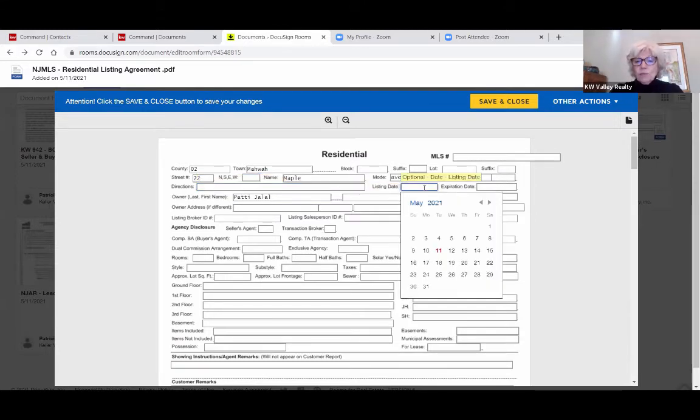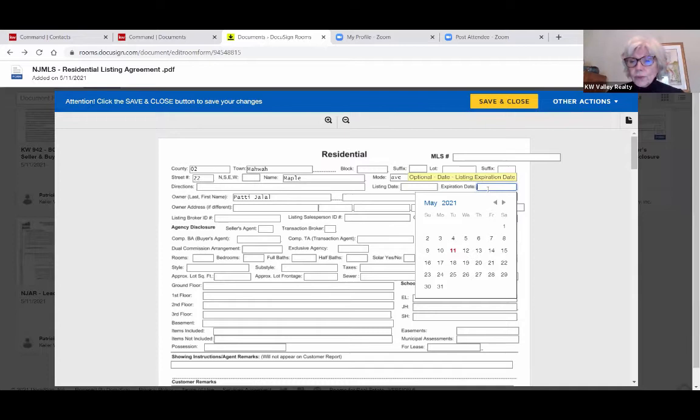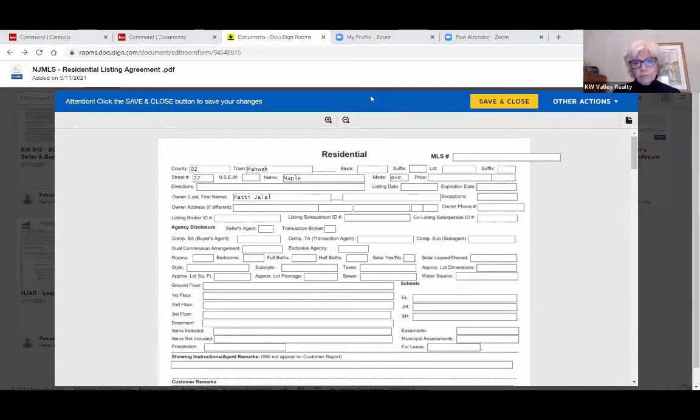The listing date will be actually, and you can see a calendar comes up, it will be actually the date that it takes effect. The expiration date, usually 6 months. If it's anything less than that, please counsel with your broker. Okay. So listing date and expiration date.